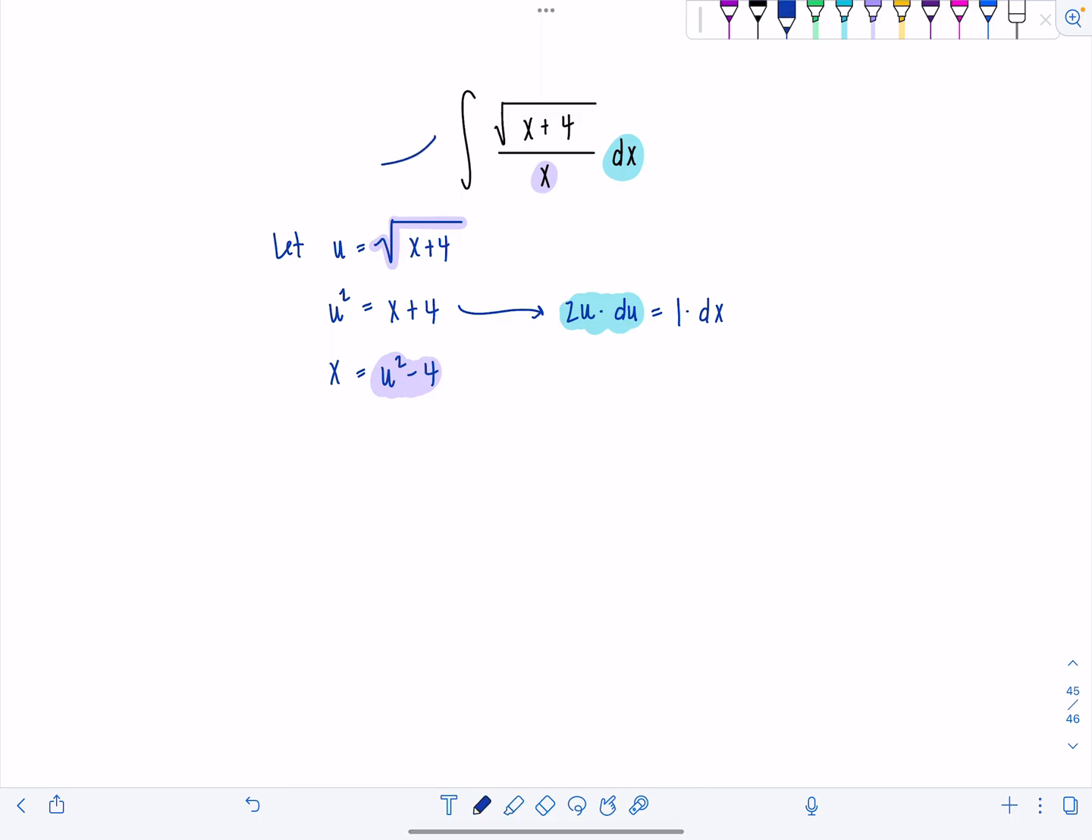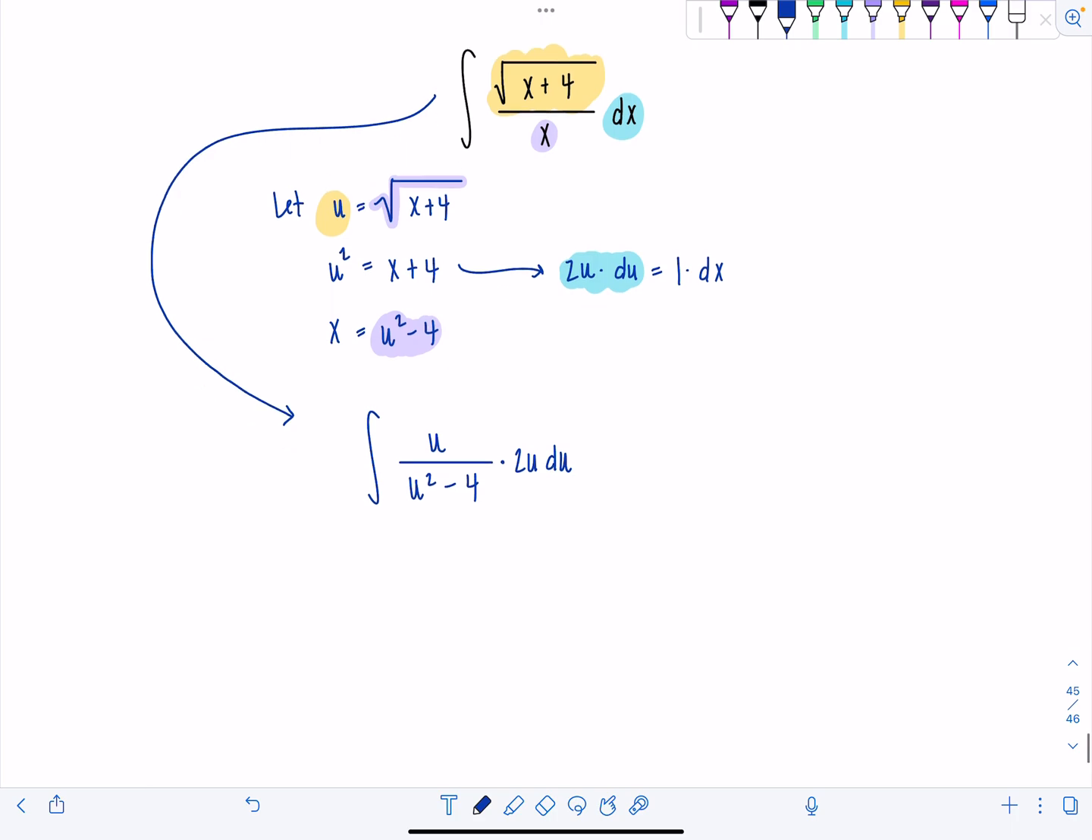Watch how this all comes together. So we have the integral. Instead of the square root of x plus 4 in the numerator, I'm just going to replace that with u over, instead of x in the denominator, we're going to replace that with u squared minus 4. And then dx is going to be replaced or substituted with 2u du. Okay, take a second. Let that sink in. This was advanced for sure.